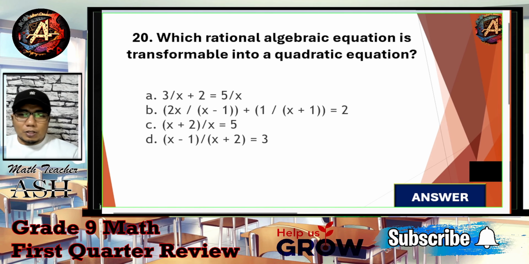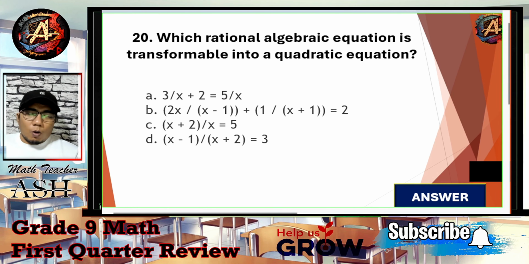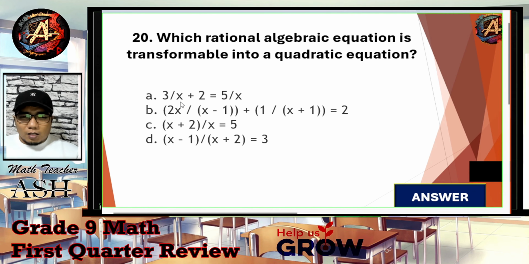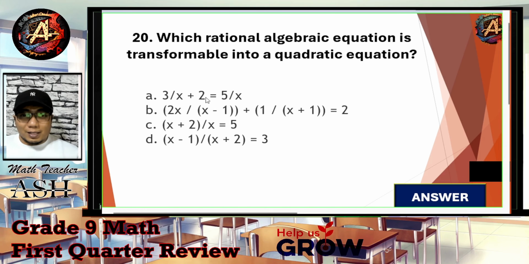Okay, my dear math learners. Now, in knowing which among these choices is transformable to a quadratic equation, what you need to do is to use the LCD and multiply it to the whole equation. So, if we check letter A, the LCD is x because both denominators are x. If we multiply x to the whole equation, this will become 5 because it will cancel the x. And on the left side, it will cancel the 3, but the 2 will become 2x. But if we consider, we don't have any x squared, so that is wrong.